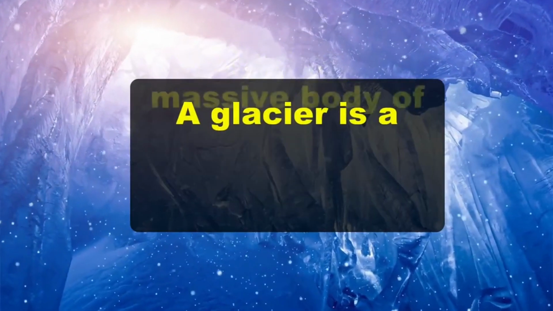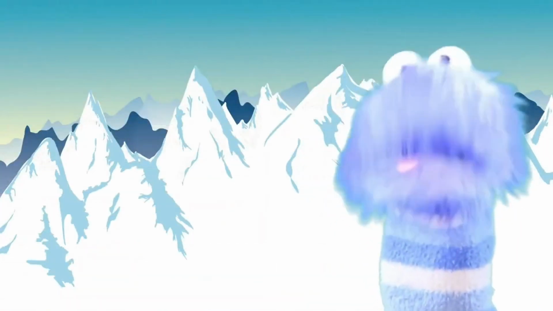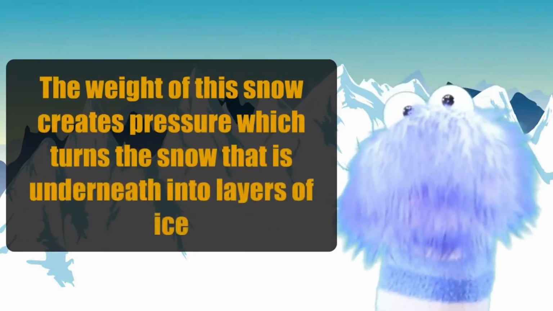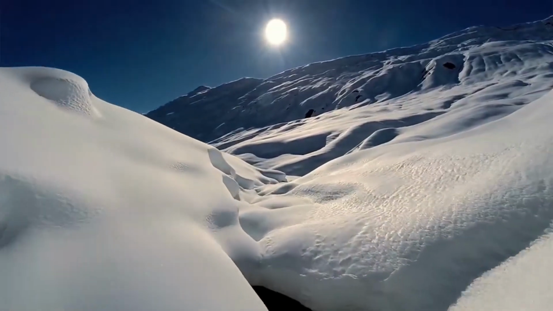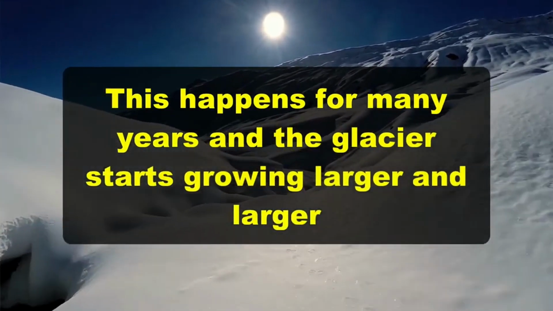A glacier is a massive body of ice and snow. Glaciers form over many years as snow and ice build up quicker than it is removed. Every single winter, more snow is added to that glacier, and the weight of this snow creates pressure, which turns the snow that is underneath into layers of ice. This happens for many years, and the glacier starts growing larger and larger and larger.